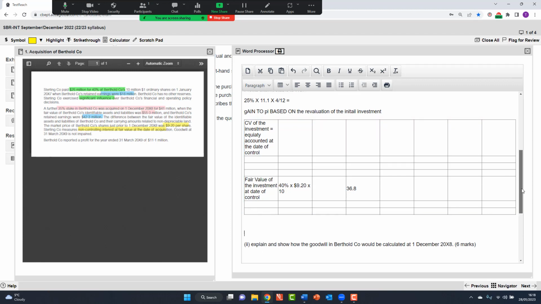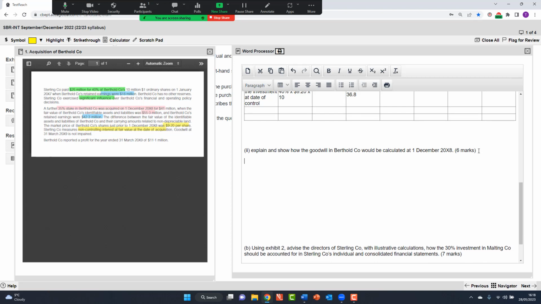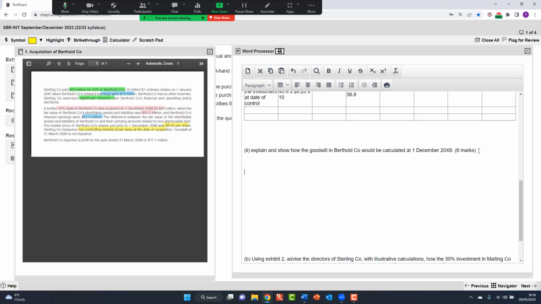But I've got some easy marks to earn in the next part of the question, which is to explain and show how the goodwill in Berthold would have been calculated. So that to me is about step acquisition. That to me is about making sure that you explain how the goodwill is calculated before you do the numbers, because the numbers are always going to be a little bit more calculated, I think.